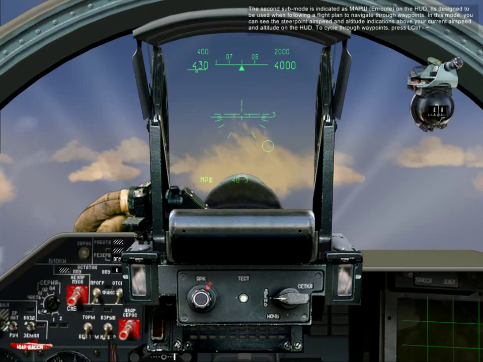The second sub-mode is indicated as en route on the HUD. It's designed to be used when following a flight plan to navigate through waypoints. In this mode, you can see the steer point airspeed and altitude indications above your current airspeed and altitude on the HUD. To cycle through waypoints, press left control and tilde.